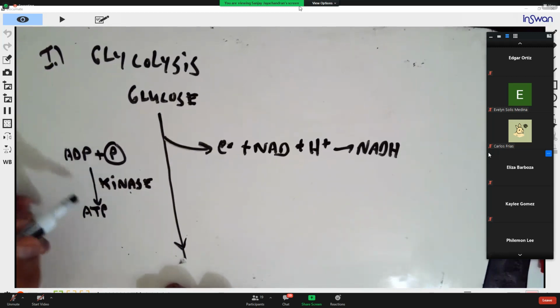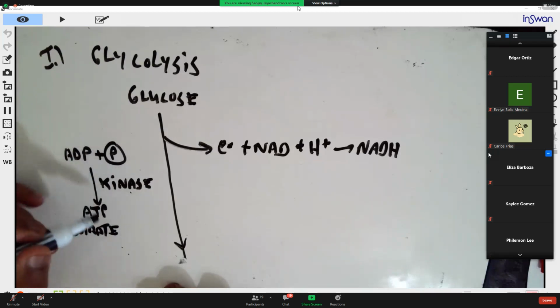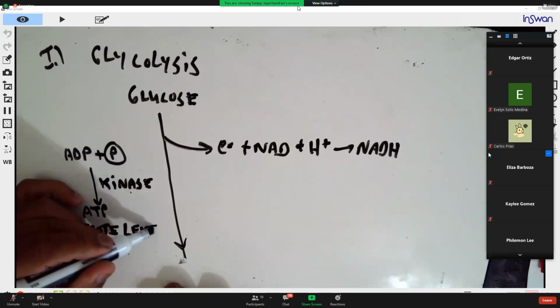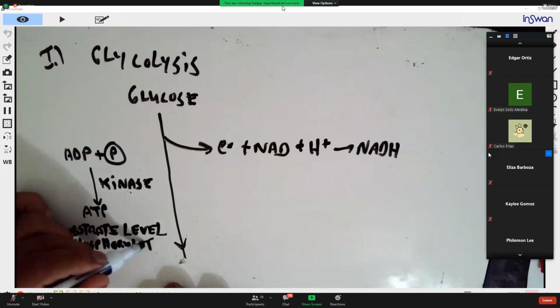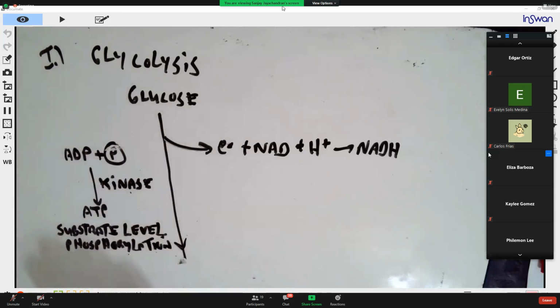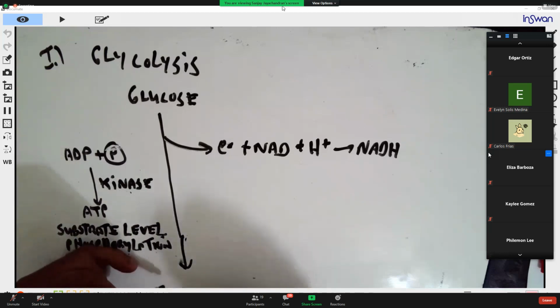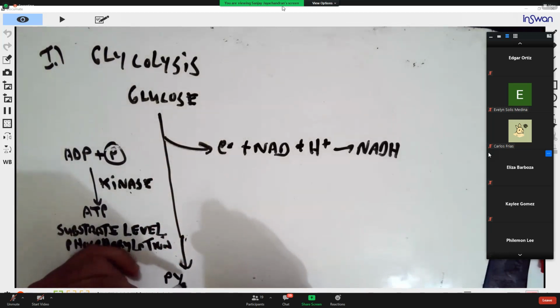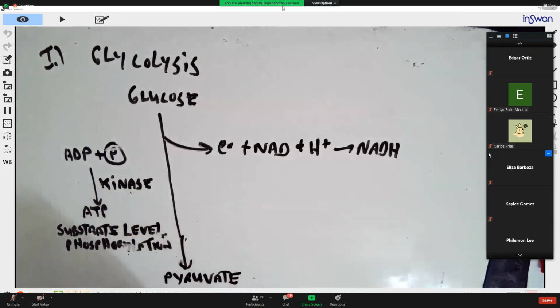So this side process here is called substrate level phosphorylation. Substrate, and we're adding a phosphate group. That's where the phosphorylation comes from. Now at the end of this chain of reactions, we're going to get a final product called pyruvate. So this is glycolysis in a nutshell.